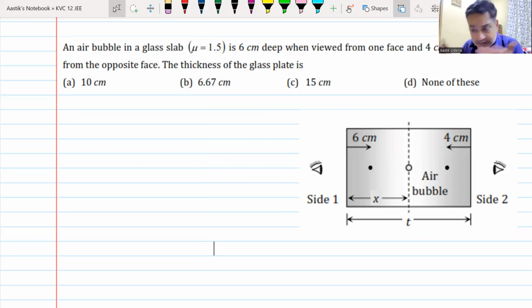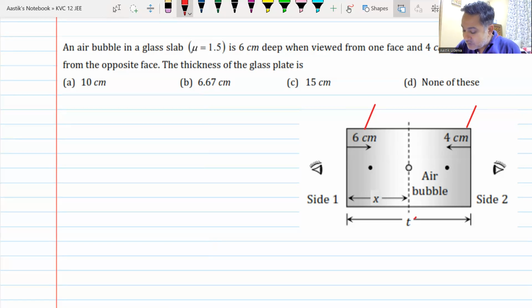Now, how do you do it? The diagram is there right now. From one side you see it as 6 centimeters. From the other side you see it as 4 centimeters. Yes or no? These 6 centimeters and 4 centimeters are, my dear friend, your apparent depth. Yes or no? Yes, sir.